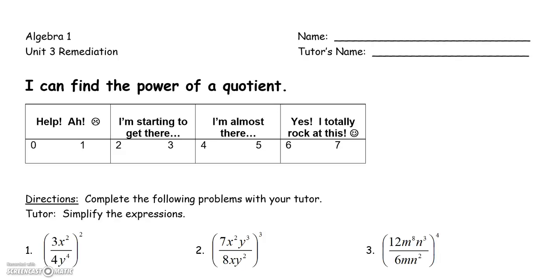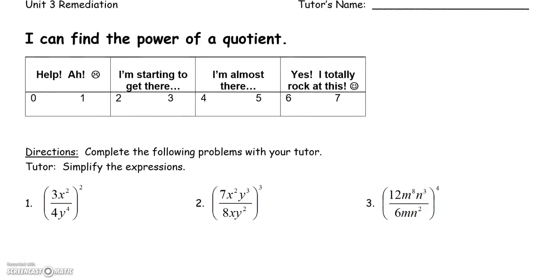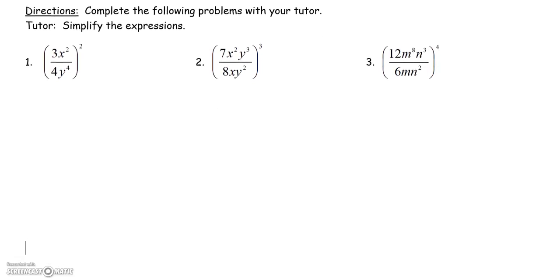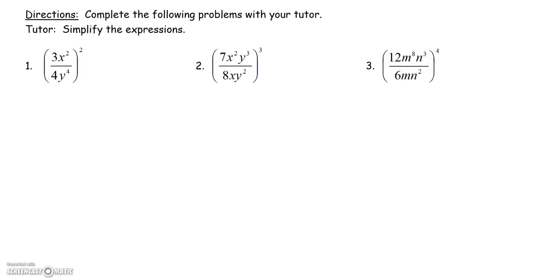Continuing our video series on exponents, we're going to take a look at how to find the power of a quotient. We're going to jump right into the examples this time because all the rules that we've established in previous videos apply here. This time we have 3x squared divided by 4y to the fourth, and that's all to the second power. Now there's two ways to approach these problems.